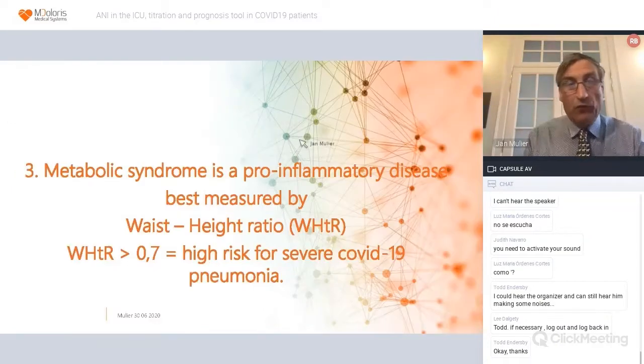So we can conclude that metabolic syndrome is a pro-inflammatory disease. You can best measure it by waist to height ratio. And when it is more than 0.7, there's a higher risk of developing metabolic syndrome and a higher risk of developing a severe COVID-19 pneumonia if you are infected.